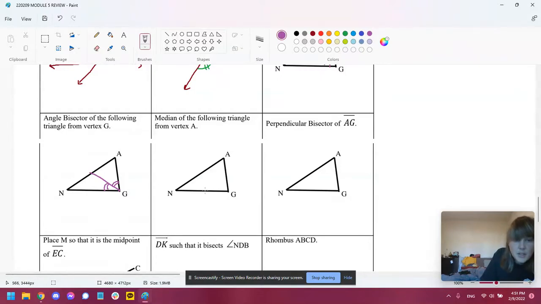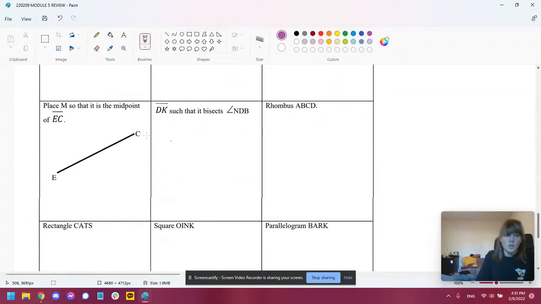Median from the vertex A means it starts at A and ends right in the middle of the other side. And then perpendicular bisector. Bisector means middle. So we start in the middle of AG, and then perpendicular means a right angle. And it doesn't hit the vertex at all. Place M so that it's the midpoint. The midpoint just is in the very middle.